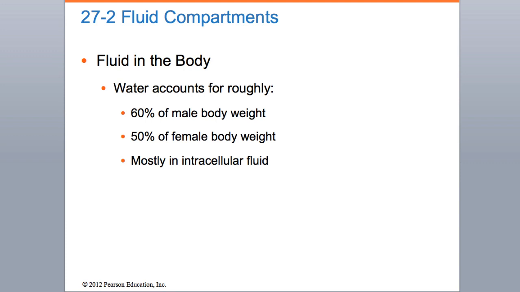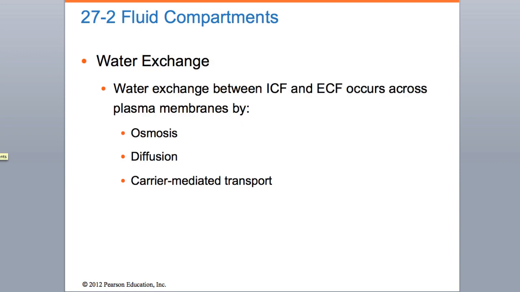Next, fluid in the body. Okay, and as we said, water is a big deal. Next slide. Water exchange. I'm not going to say anything more than what's on that slide. Water is affected by osmosis, by diffusion, and by carrier-mediated transport, such as active transport, such as movement of solutes from one side to the other. So all of this. And remember how we created osmosis in the urinary chapter? We created osmosis by the active transport of sodium. So moving ions can create an osmotic gradient.